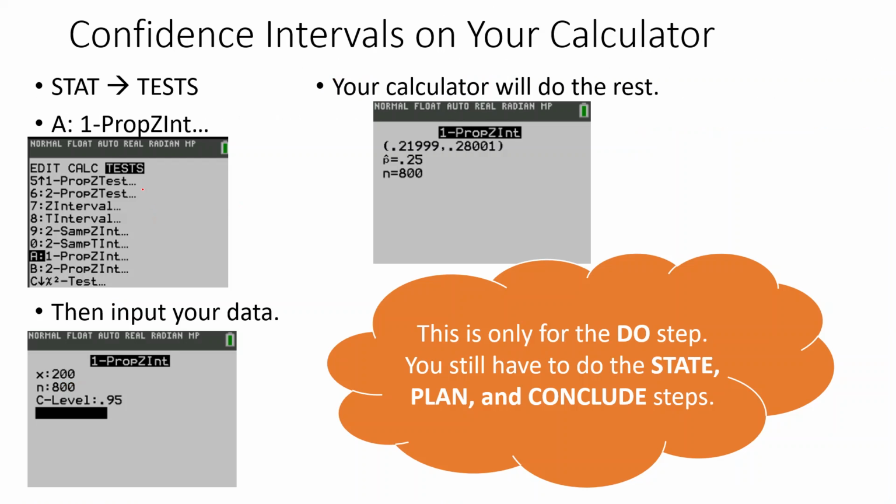So here's the calculator buttons if you want. So it's the test, and then it's A, one prop Z interval. We put in the numbers. There it is. So this only gets you through the do step. So you still have to do the state step, the plan step, and the conclude step. On the AP exam, they usually break this up into 3 different parts. The state and the plan section go together. The do section is one section, and the conclude section is another section.